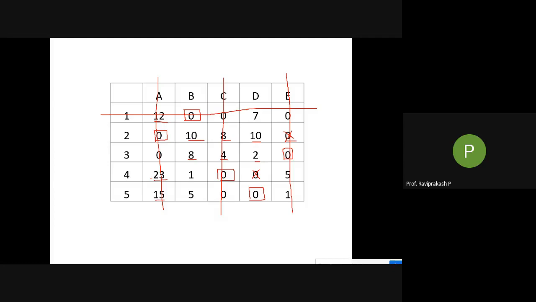So just check whether the number of assignments is equal to the number of rows or columns. So if you see how many assignments, 1, 2, 3, 4, and 5. 5 assignments are there. Is it equal to or not equal to the number of rows? How many are there? Number of rows are 5. And number of columns are also 5. So 5 is equal to 5. So this is the optimum solution that we are getting.